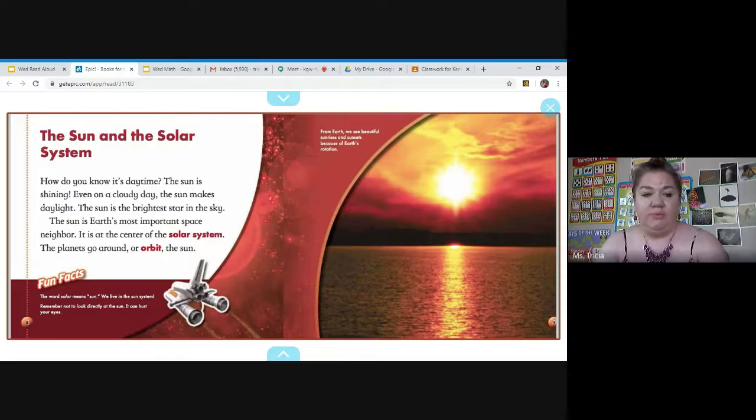The word solar means sun. We live in the solar system. Remember not to look directly at the sun, it can hurt your eyes. From Earth, we see beautiful sunrises and sunsets because of Earth's rotation.